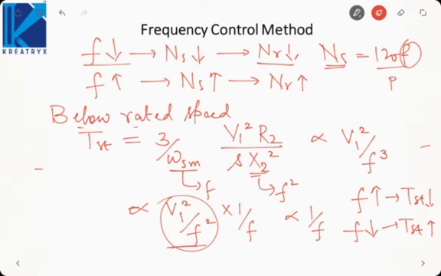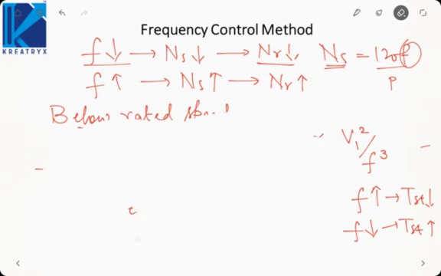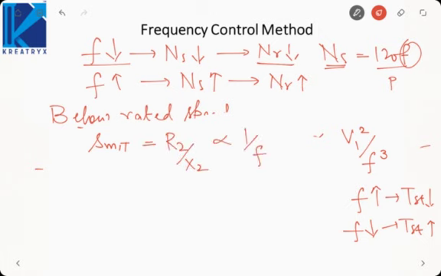What about the slip for maximum torque? SMT is given as R2 by X2. So it is inversely proportional to frequency due to this X2. As frequency reduces, slip for maximum torque increases.